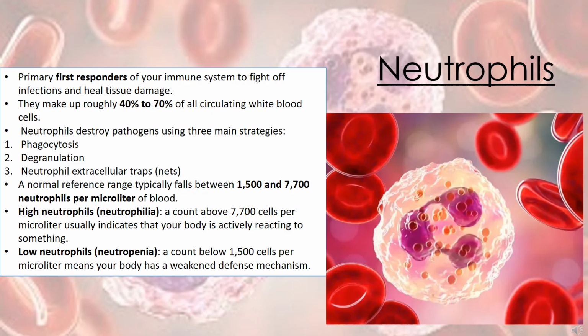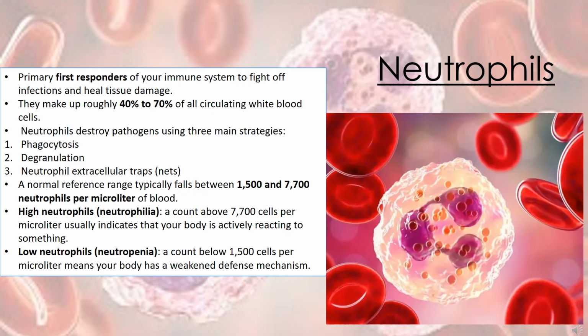As outlined by WebMD medical reference guides, a normal reference range typically falls between 1,500 and 7,700 neutrophils per microliter of blood. High neutrophils, neutrophilia, a count above 7,700 cells per microliter, usually indicates that your body is actively reacting to something. Common causes include bacterial infections, physical injuries, intense emotional stress, smoking, or chronic inflammatory diseases.